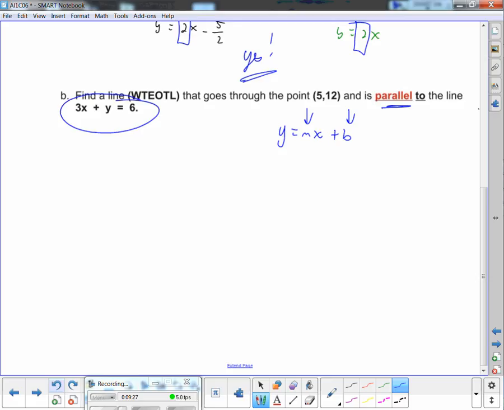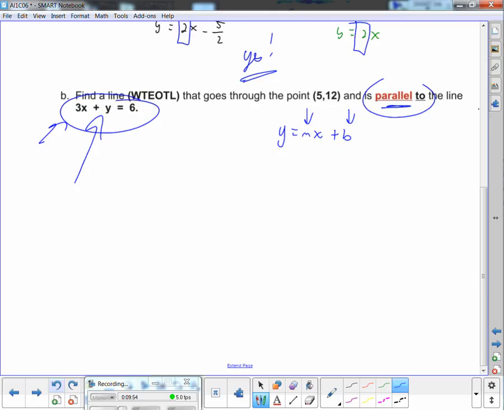Kaylin? Subbing the points with the y. Easier than that. Ethan? Figure out the slope like we did on A. From where? From the line that they gave us. Okay, so they gave us a line, and they said our new line is parallel to it. Therefore, our new line has the same slope as this line.